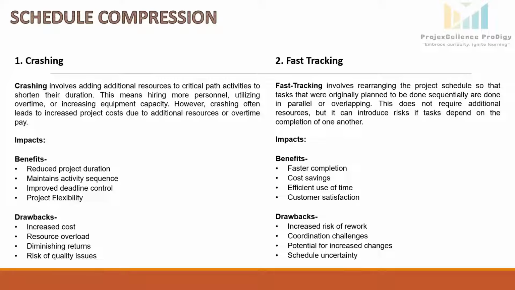We take a similar project example to understand this concept as we discussed for crashing. The construction company is working on a high-rise office building. Initial completion schedule was 18 months. Now on customer request, the new completion date is pushed to 16 months, 2 months earlier. So to meet this new deadline, the project manager decides to implement fast tracking by overlapping certain phases of the construction process that were originally planned to be sequential.